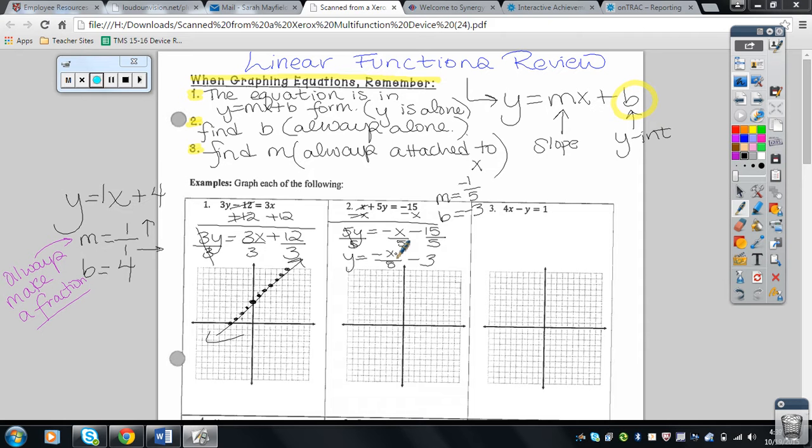Alright, so I'm going to plot b first because I'm going in ABC order. That's what my directions told me. I do b and then I do m. So b is negative 3, so on the y-axis I'm going to plot at negative 3.